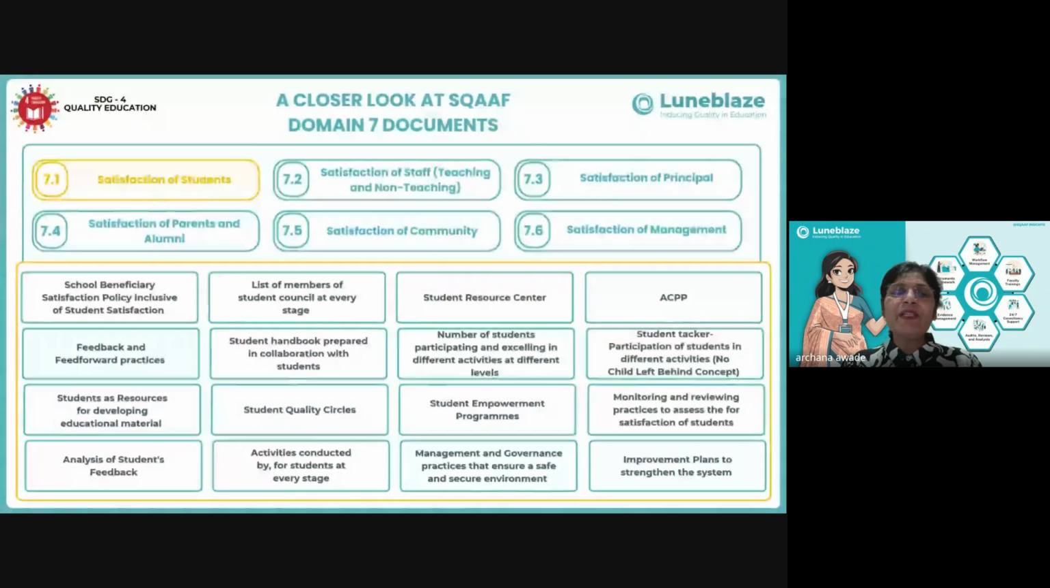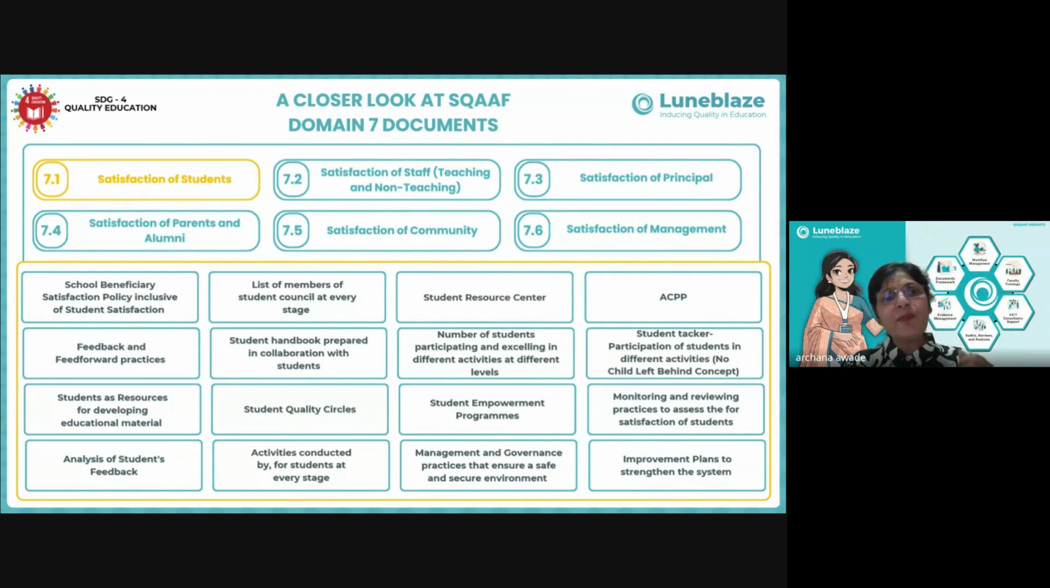For other subdomains, you can refer to the SQAAF handbook and you will get the documents which we have to maintain for the other subdomains of this beneficiary satisfaction. So for students, the school beneficiary satisfaction policy, and the format we have already seen in our previous slides. It is a format policy on how the school ensures stakeholders' happiness. Through this policy, we'll get an idea how the school is maintaining a policy for student satisfaction, and how the happiness of these students is being measured.